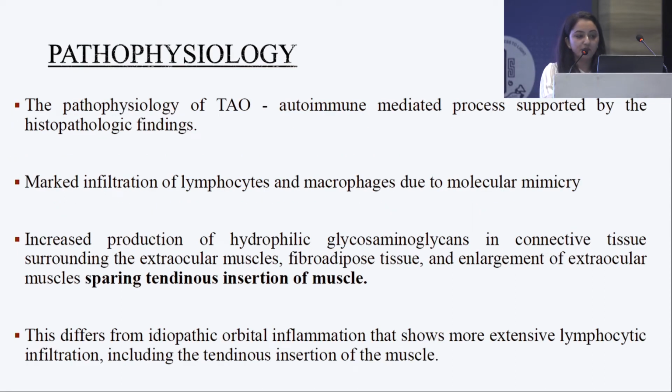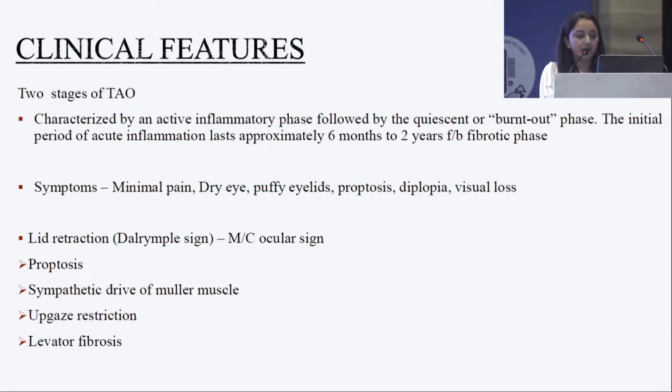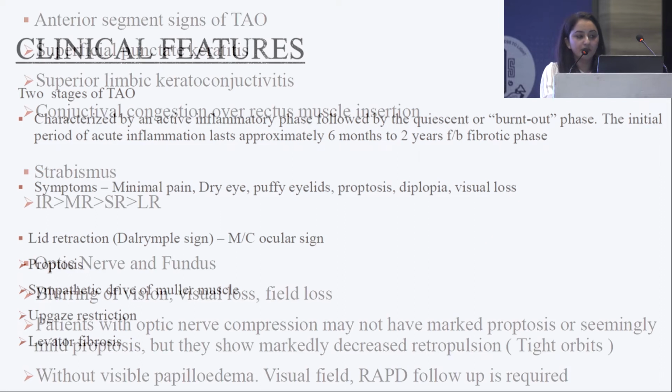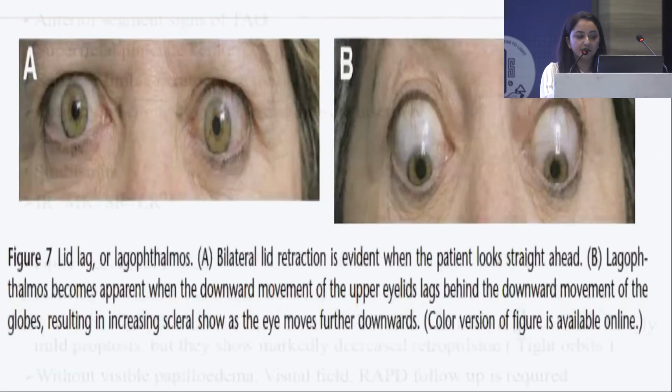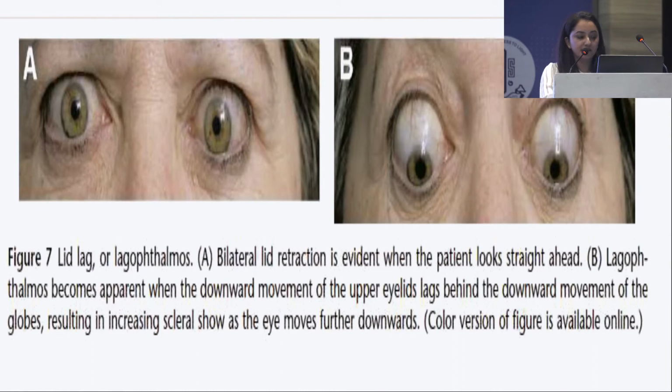The pathophysiology is an autoimmune mediated process, with marked infiltration of lymphocytes and macrophages, which leads to swelling of the extraocular muscles, which spares the tendinous insertion of the muscles. This is an important differentiation from idiopathic orbital inflammation, which shows even more extensive lymphocytic infiltration, so it includes the tendinous insertions also. Clinical features: thyroid ophthalmopathy presents with typical clinical features, like in this patient, there is a lid lag or lagophthalmos, bilateral lid retraction.